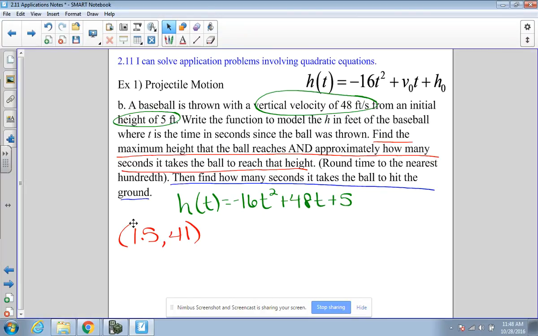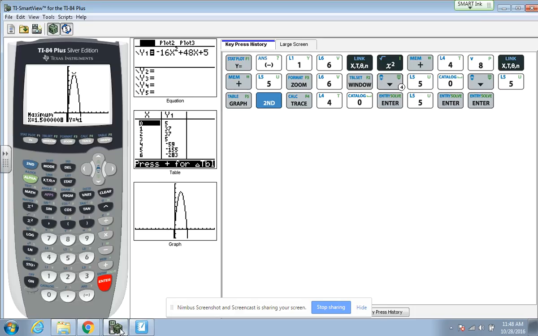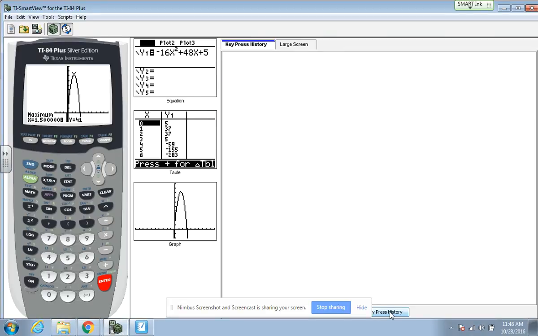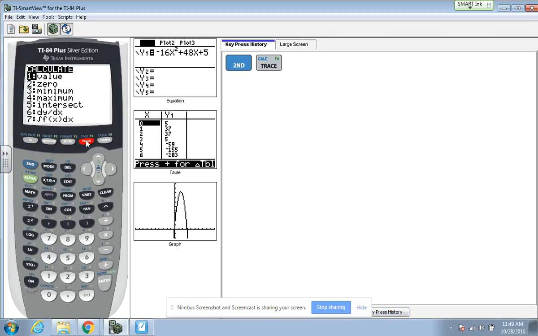Okay, that's actually the answer for the first 2 questions. The next thing we're going to do is answer the second question. With this same graph, we're going to go ahead and calculate our zeros. So we want to find out when the height is 0. We're going to do second trace again. This time we want to know when it's 0, so we're going to hit option 2.